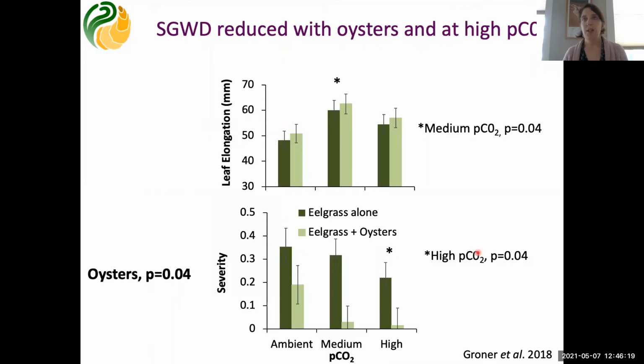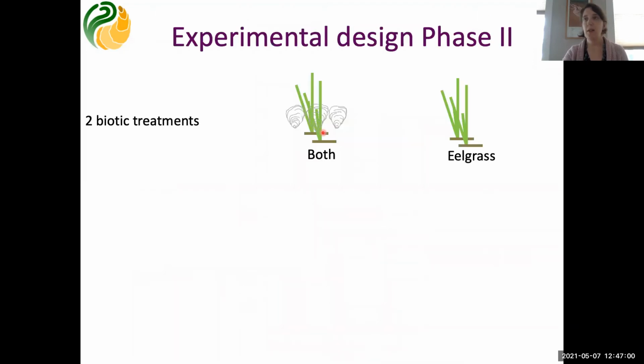Interestingly, in this first round of the trial, the plants from the field were naturally infected with seagrass wasting disease. And in this bottom graph, we did see in disease severity that oysters significantly reduced seagrass wasting disease, and that at high PCO2, seagrass wasting disease was lower. Interestingly, leaf elongation was also significantly greater at the middle PCO2, and seagrasses are one of these organisms that are expected to perhaps do well under OA conditions, so that wasn't a huge surprise.